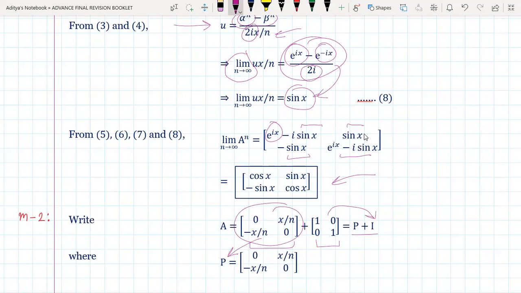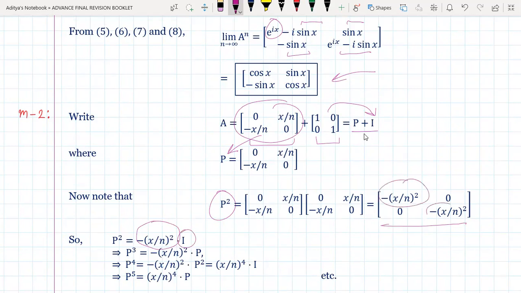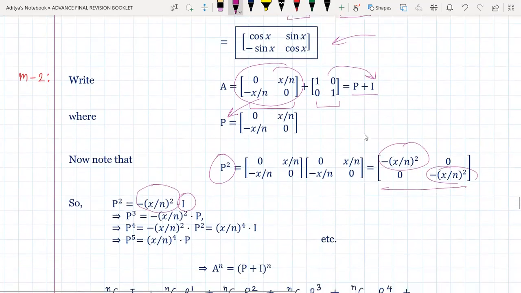Okay, so A is equal to P plus I. Now what we can observe is that P square actually comes out to be this quantity, and this can obviously be written as minus x by n whole square into I. If you take this out common, it is easy to observe that we have written correctly.